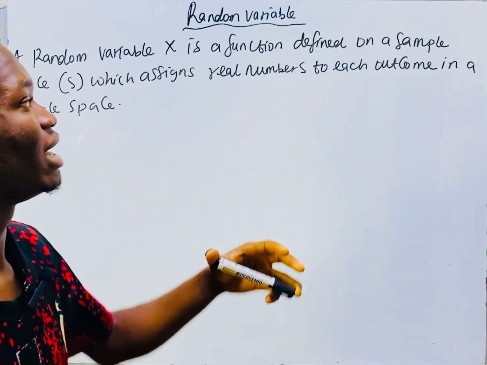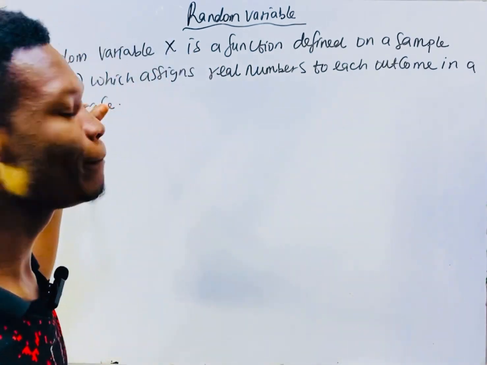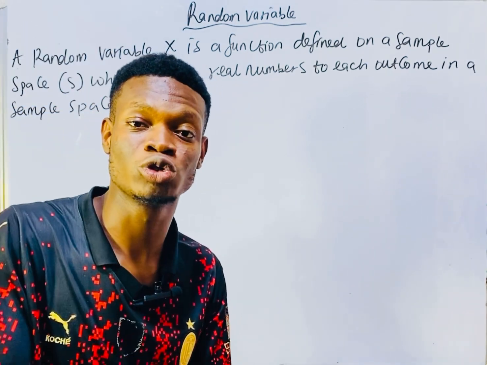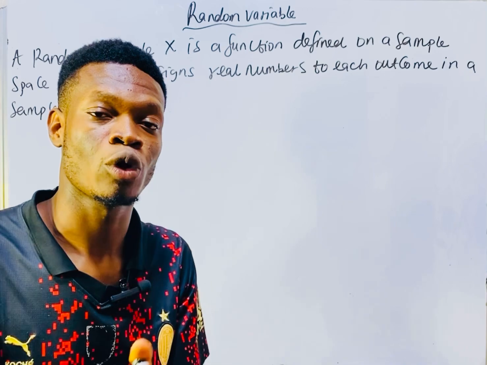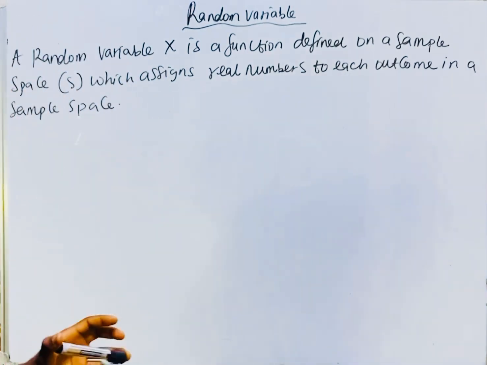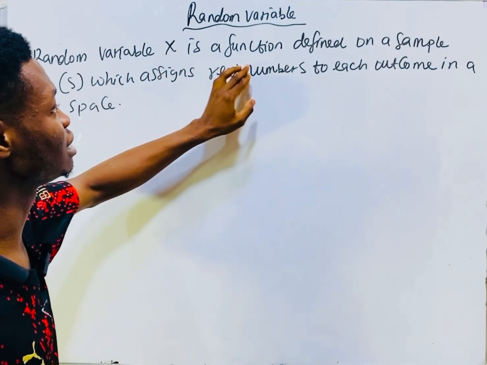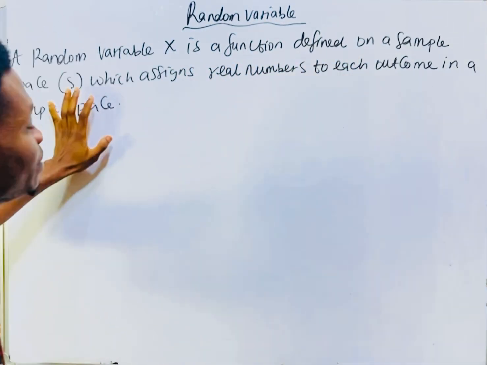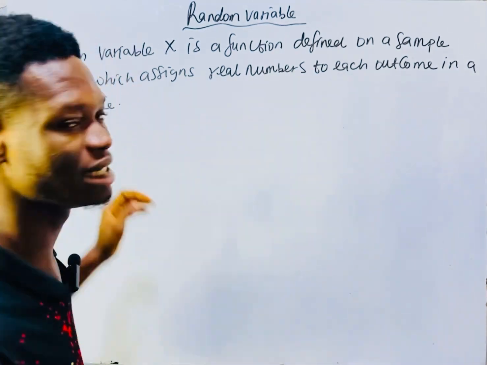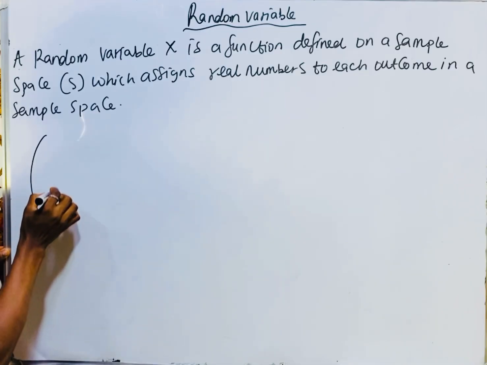The random variable x is just a function defined on a sample space which assigns a real number to each outcome of a sample space. Now let me explain this to you. Let's read from the board. A random variable x is a function defined on a sample space S which assigns real numbers to each outcome in a sample space.